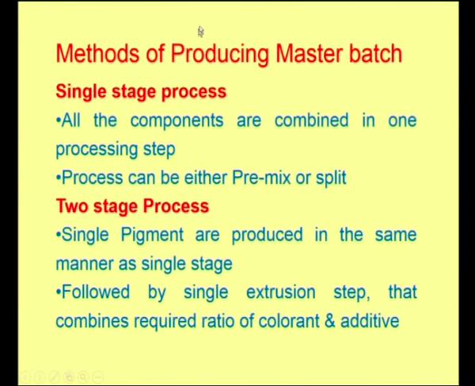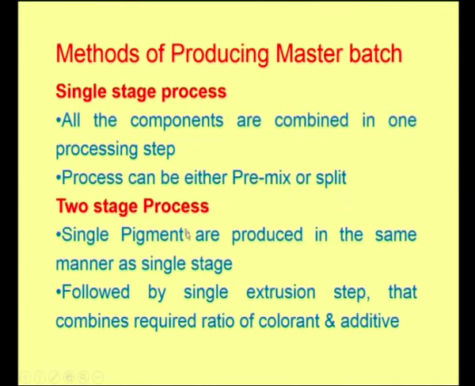Now, there are a number of ways by which a master batch could be produced. There are mainly two main processes. One is a single stage process, the other one is a two stage process. In a single stage process, all the components are combined in one processing step, that is polymer plus colorants all combined in one step, and then the process can be either pre-mix or split. That is, you can mix it at periodic intervals, or you can split it into two, that is polymer on one side and colorant on another side. We will see how, with the diagram.